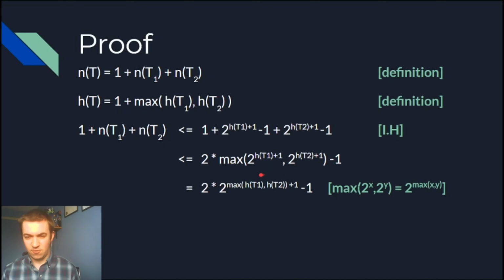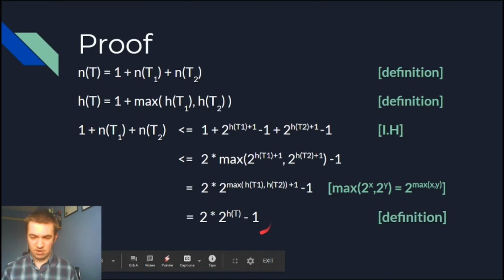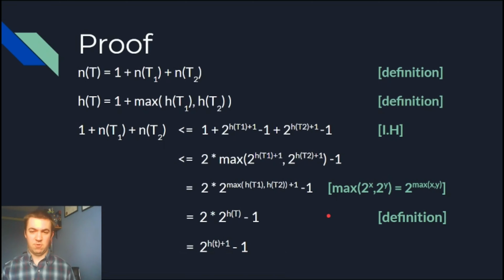Now, if you are really careful, you can notice that this term we have here, the maximum of the height of the first tree or the height of the second tree plus 1, is this definition that we have over here, namely the height of our tree that we're currently working with. So we substitute that in using our definition, and now we have 2 times 2 raised to the power of the height of our current tree, minus 1. And since the base of these two are the same, we can change that into 2 to the power of the height of the tree plus 1, minus 1, which is what we wanted to show with our proof.